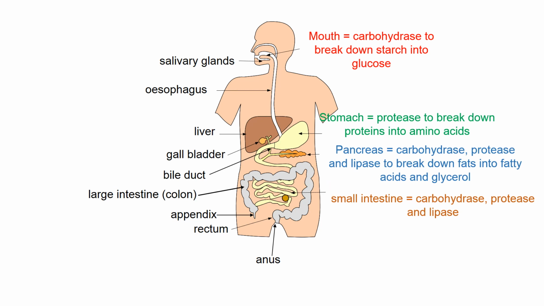The food will then continue to pass past the appendix into the large intestine, where water is absorbed, and then finally you get your feces, which will be stored in the rectum until you're ready to expel your feces through your anus.